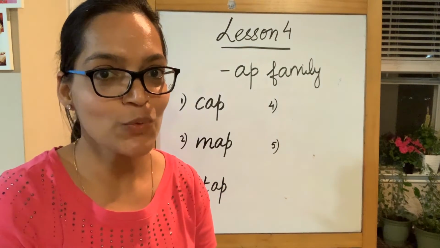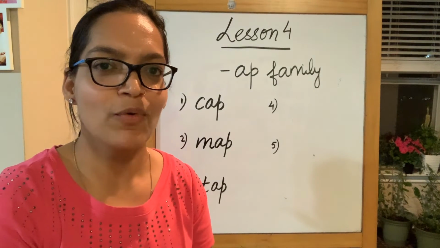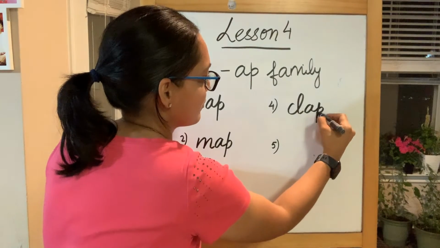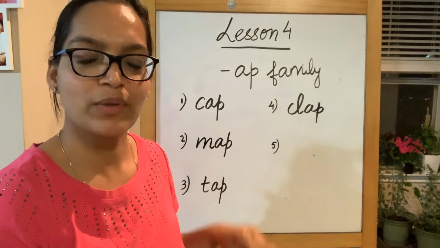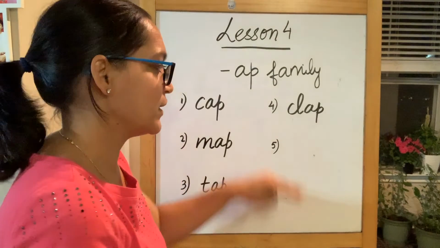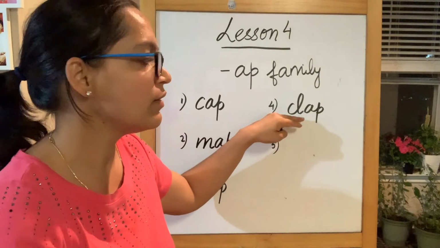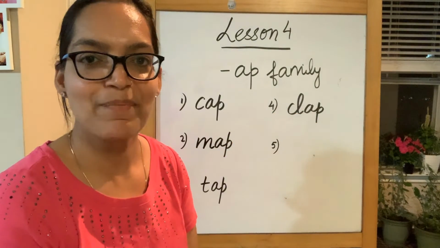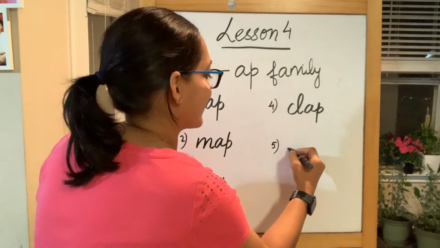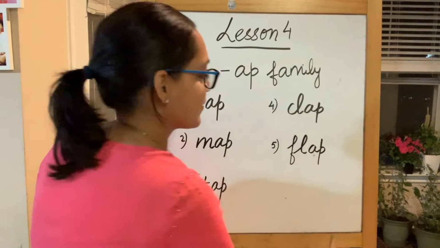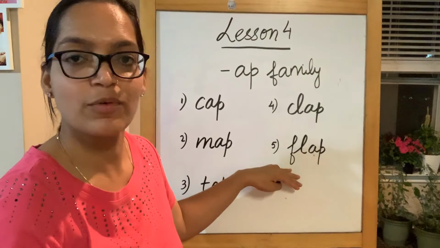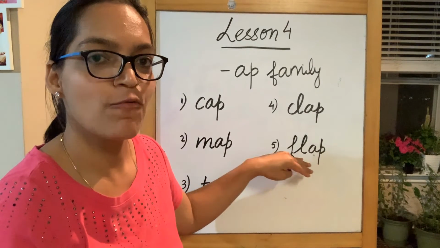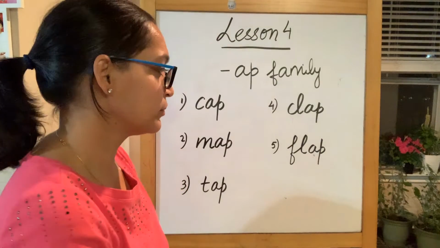And now we are going to do something new with the same ap family. We're going to add some more alphabets in the beginning and see if we can do it. Can you read this? Let's break this down and see if we can join them together back. K, C makes a sound of k, l, kl, kl. So together it becomes kl, kl. Ap, clap, clap. F, f makes a sound of f. L, fl, fl. Ap, flap, flap. Now this is reading.